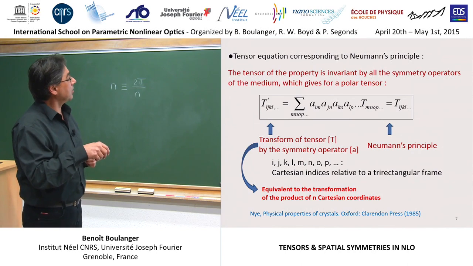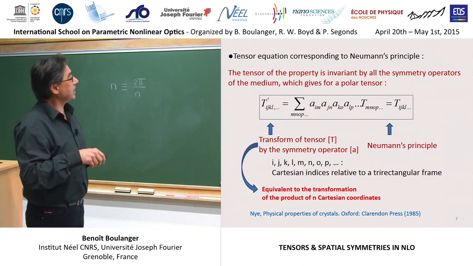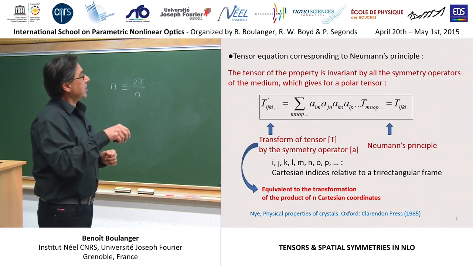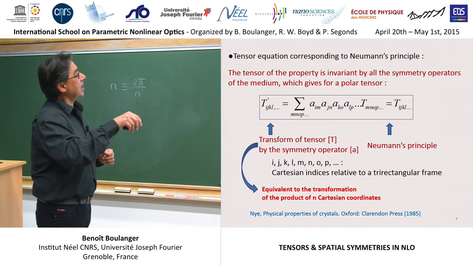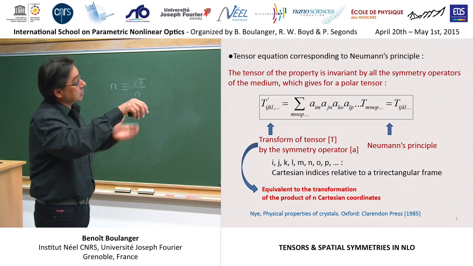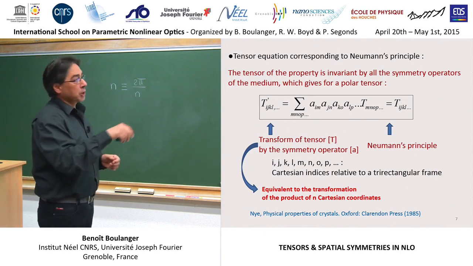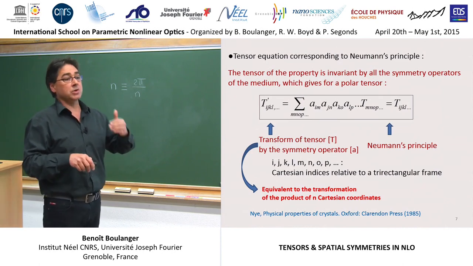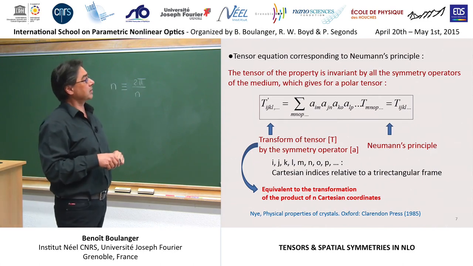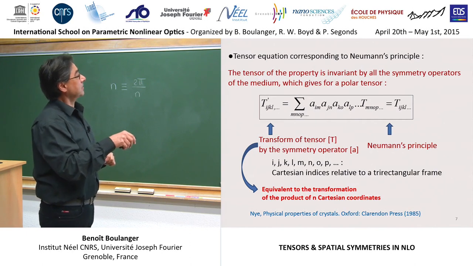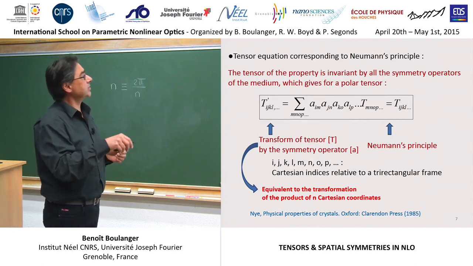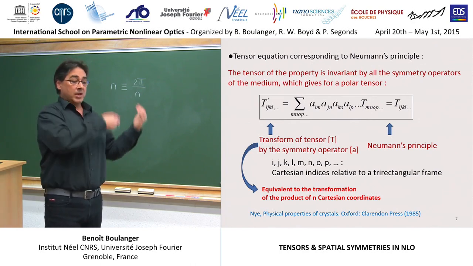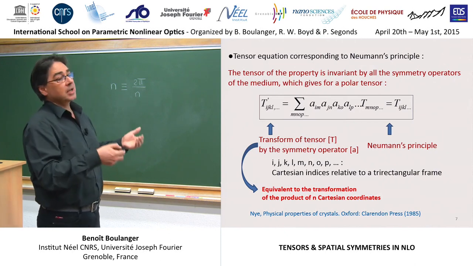So T prime i, j, k, l is the transformed of tensor T by the symmetry operator A. So T prime is equal to the summation over m, n, o, p of the product of a_im, a_jn, a_ko, a_lp, multiplied by T_mnop. And here the number of Cartesian indices corresponds directly to the rank of the tensor. So here is the transformation of tensor T by operation A, and Neumann's principle stipulates that this quantity has to be equal to the initial element, so to T_ijkl, and so on.